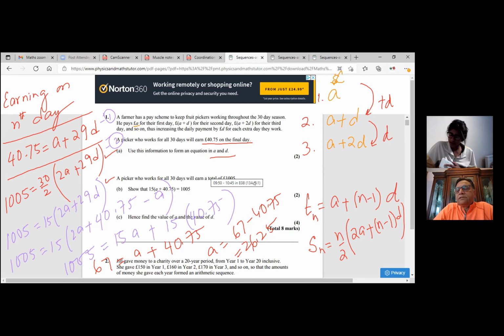Yeah, 40.75, so the method is absolutely clear. We know it's an arithmetic sequence since every day D extra is being given. So we use the sum formula and the general term formula to find the value of A first. Now you can substitute the value of A and find D, correct? So you can do that part. I don't have much space here, but you can write D equals to 40.75 minus 26.25 divided by 29. Everything divided by 29.